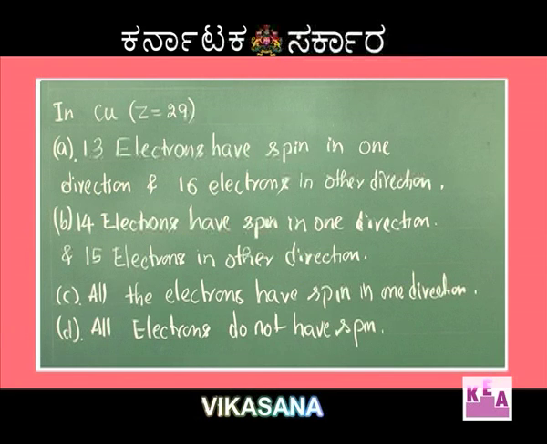The next question is, in copper, atomic number 29: option A, 13 electrons have spin in one direction and the remaining 16 electrons in the other direction. Option B, 14 electrons have spin in one direction and 15 electrons in the other direction. Option C, all the electrons have spin in one direction. Option D, all the electrons do not have spin.